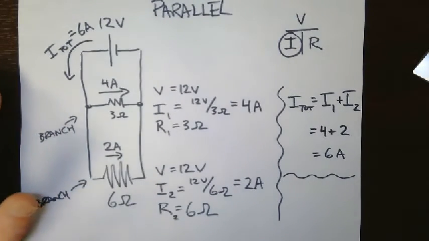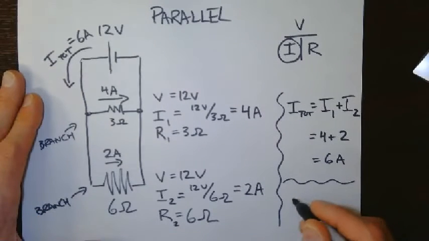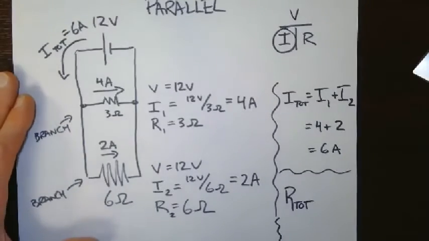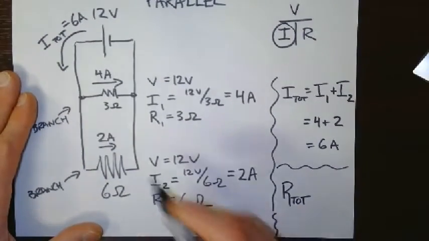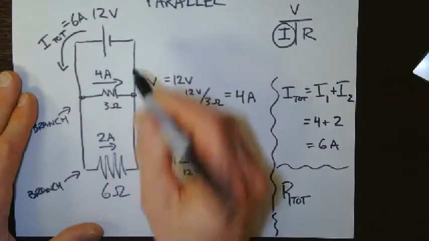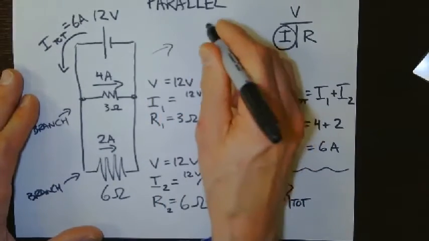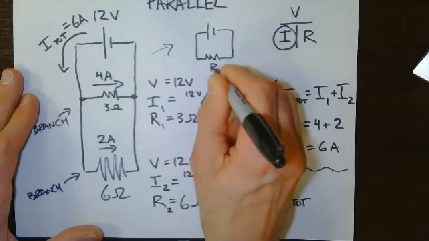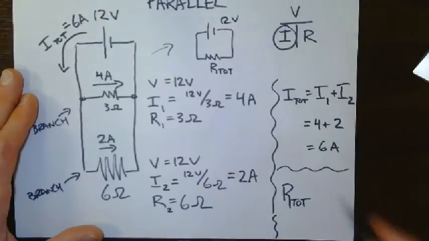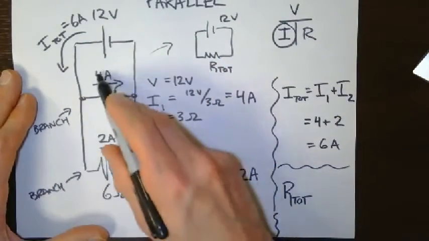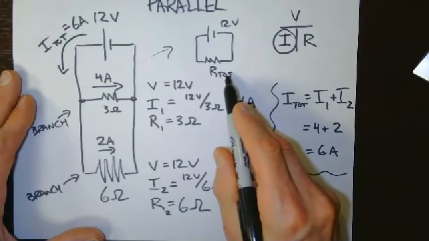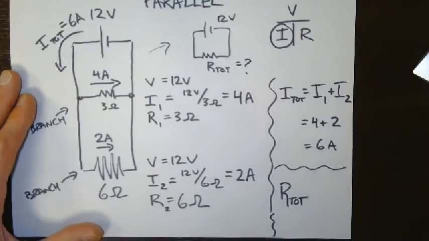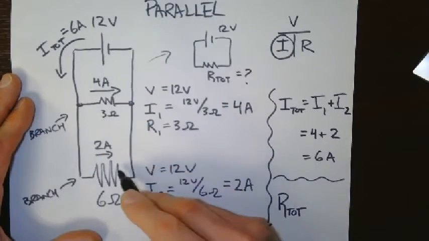There is one last thing that we could get here from a parallel circuit, and that would be the total resistance of the circuit. Now, this is a little bit weird at first. What does that even mean? What that means is, what if I took this whole circuit and simplified it into this? What if I could take these 2 resistors and just make them look like 1? What would the value of this thing be?